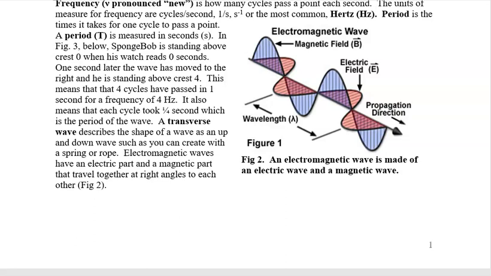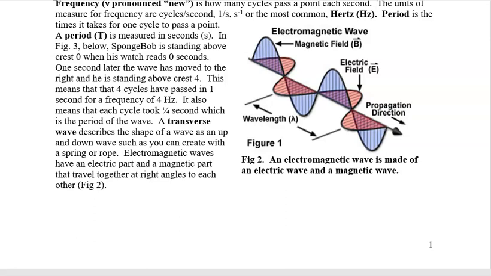A transverse wave describes the shape of a wave as an up and down wave, such as you can create with a spring or a rope. Maybe you did that in physics. You went outside with a rope or spring and you just shook it up and down, and it formed this type of wave, this up and down type of wave.